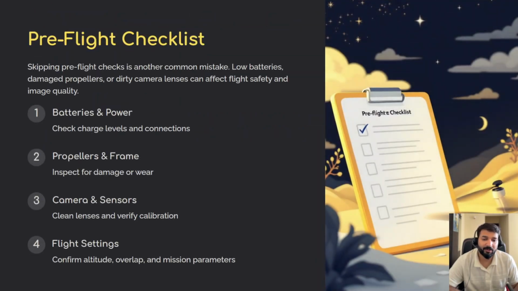Sixth, forgetting to check equipment before flight. Skipping pre-flight checks is another common mistake. Low batteries, damaged propellers, or dirty camera lenses can affect flight safety and image quality. Always follow a pre-flight checklist to ensure the drone and equipment are ready for the mission.